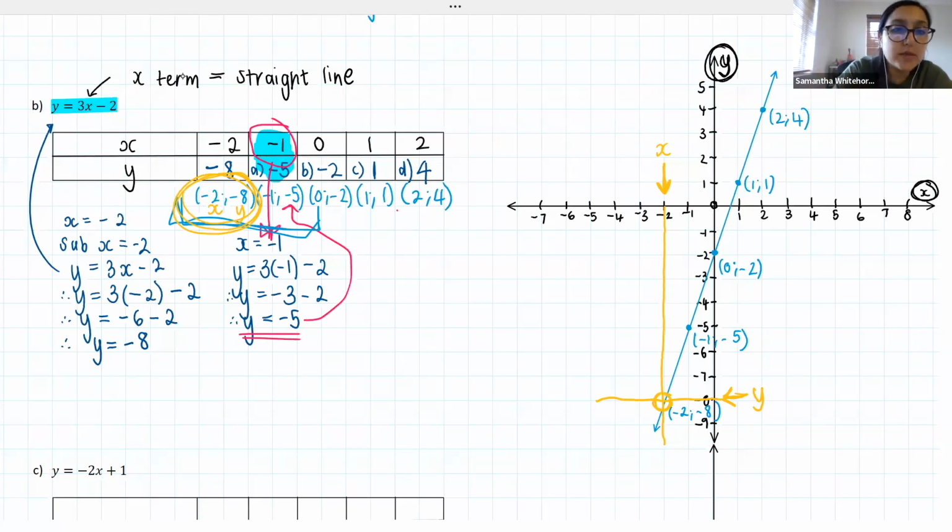Again, why did I know it was -8? Well, that was through my substitution. All of these y values, I'm getting through my substitution. When I then go and plot it, x down, y across, where they meet, that's where I plot my point.